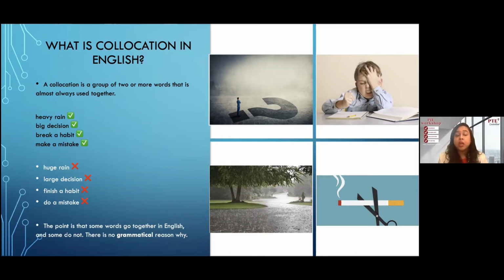For example, in listening section, you have to do summarize spoken text, where you have to listen to a recording, and based on that, you have to write a summary. I don't suggest using idioms for that. But otherwise, idioms and collocation are pretty much the same. It's not too different from each other.